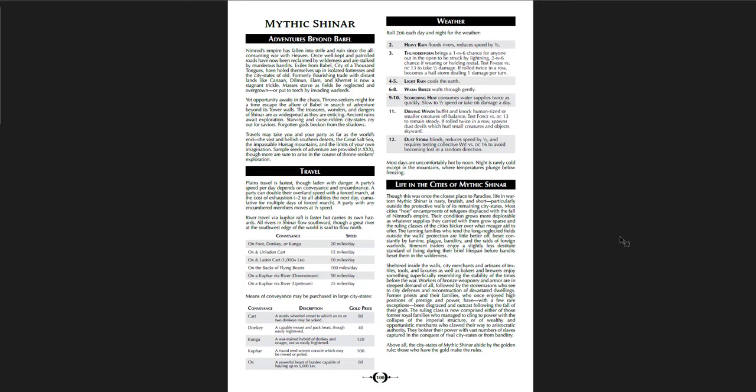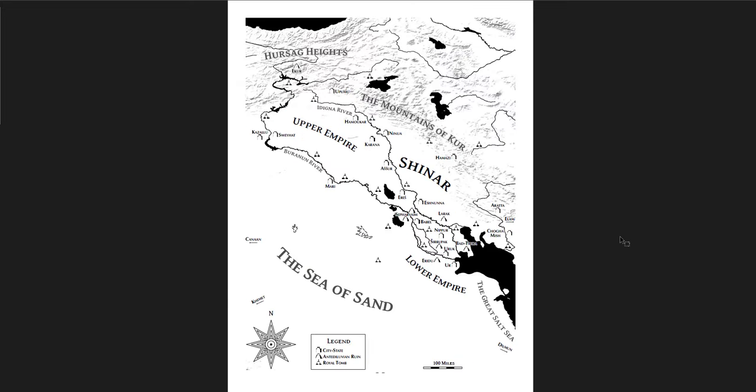Life in the cities of Mythic Shinar, travel, weather. Here you have the mountains of Kur, Upper Empire, Shinar itself, and you've got various old cities. Uruk, Eridu, Babel's down there. Arada, Hamazi, Ekur, Karana, Nenua. Yeah, some great ones. Across the Sea of Sand, you've got Kemet and Canaan.